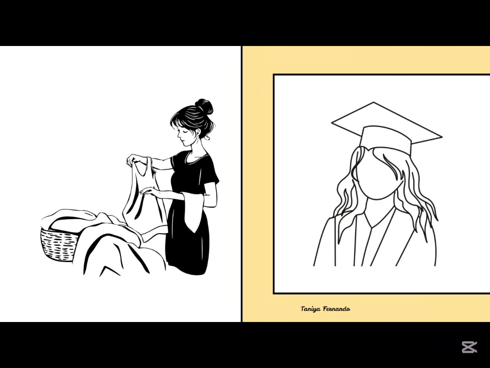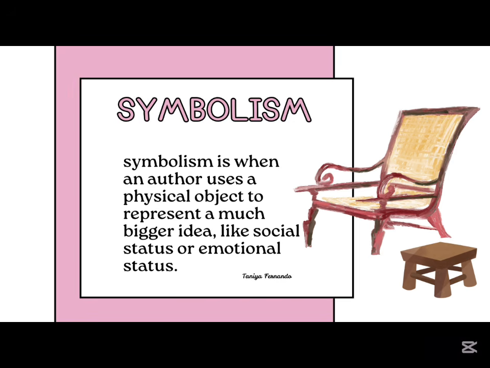Now let's look at the exact technical devices the author uses to build this narrative. Technique number one, I'm going to talk about symbolism.